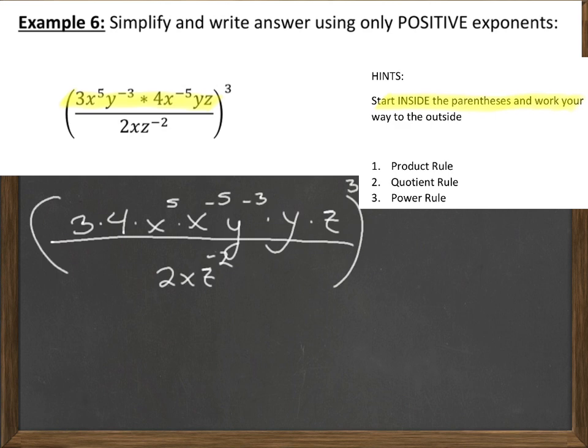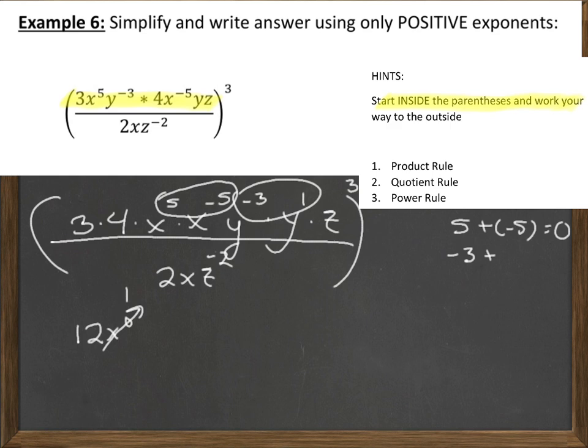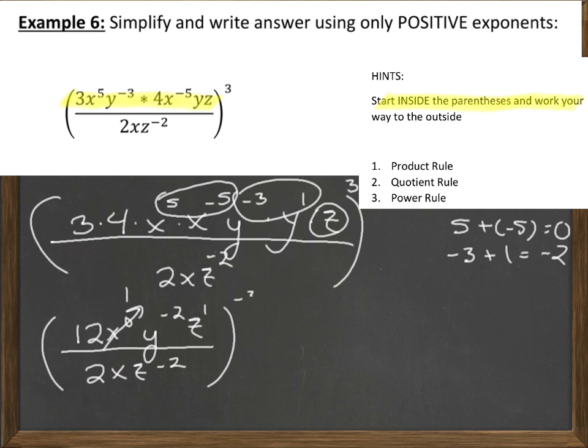So 3 times 4 is 12. Then I'm going to apply the product rule here. The product rule says to add exponents, so I have 5 plus negative 5, which is 0. So I'm going to have x to the 0 power, which remember is just 1. Then for our y's, we would have negative 3 plus 1, which gives us negative 2, so we have y to the negative 2nd power. And then the z stands alone, all by himself, so it's just z to the 1st power. Again, I'm still taking a minute and copying down the rest of the problem so I don't forget that it is there. Let's write this a little bit more simply.